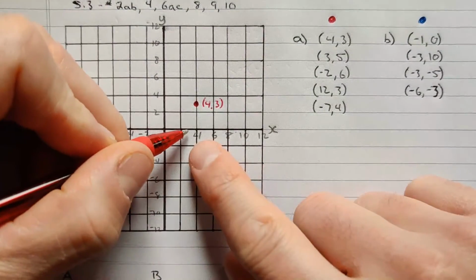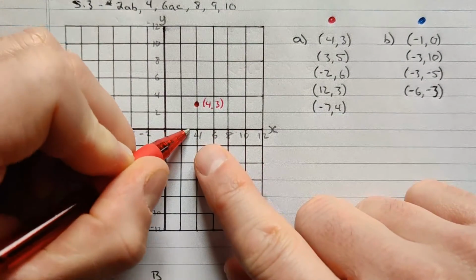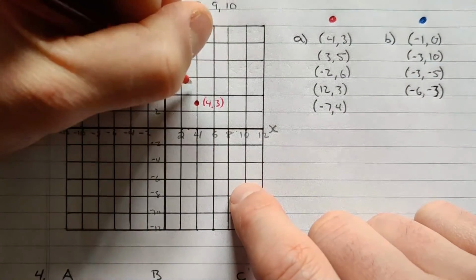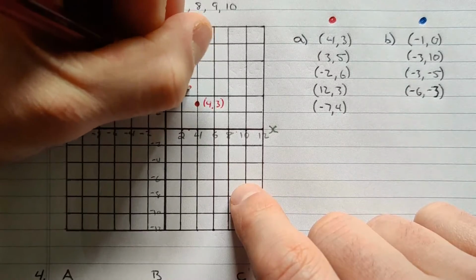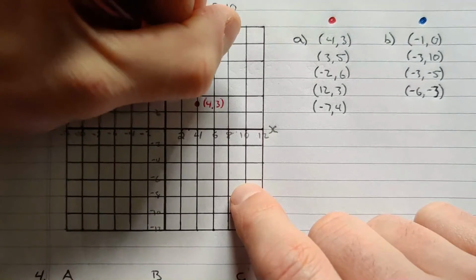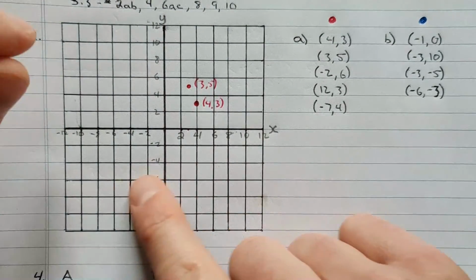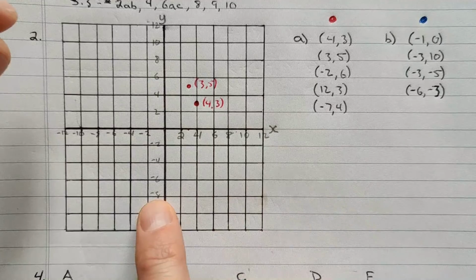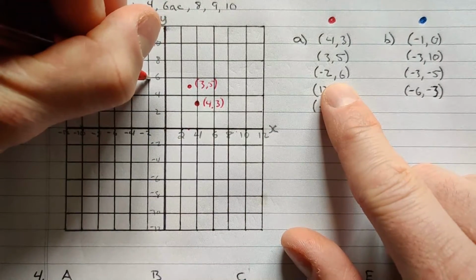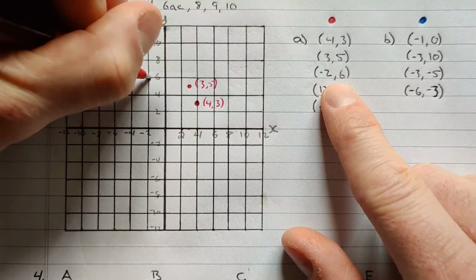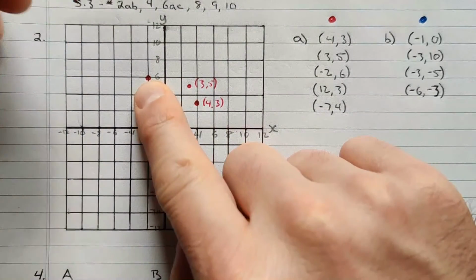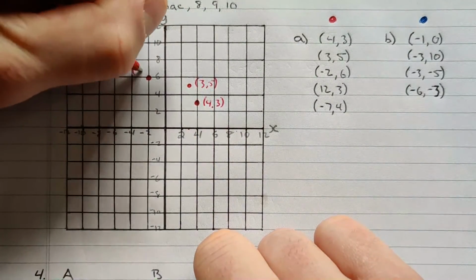3 and 5 would be over on the x-axis to 3, and then up to 5, which would be right here on the y-axis. That matches up there. And so that would be 3 and 5. So it's always you're going along the x-axis first, then on the y-axis. Negative 2 and 6 would be up here. And again, we're not putting points at negative 2 and 6. We're putting points where negative 2 and 6 intersect.